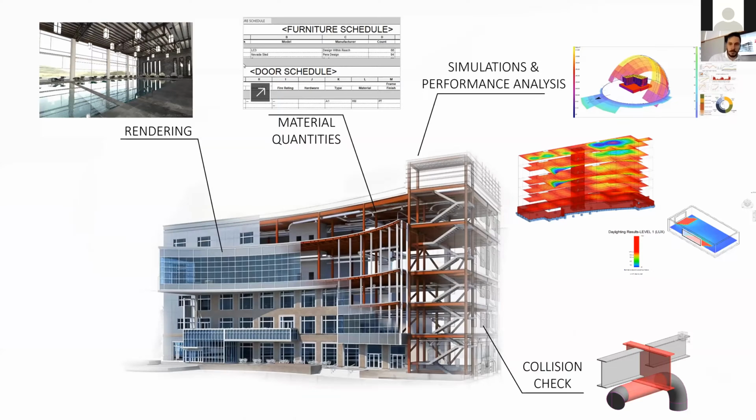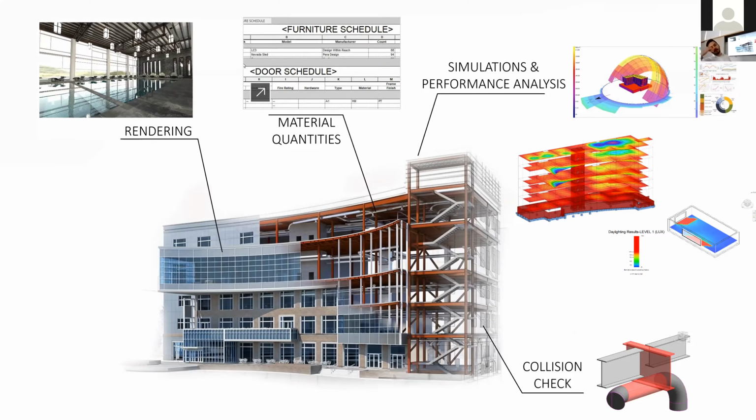And some of the functions, or some of the information, that we can extract from the building information model that we have include rendering, for example. You can do visualizations, so the client or the end users can get a grasp of how their building will look.